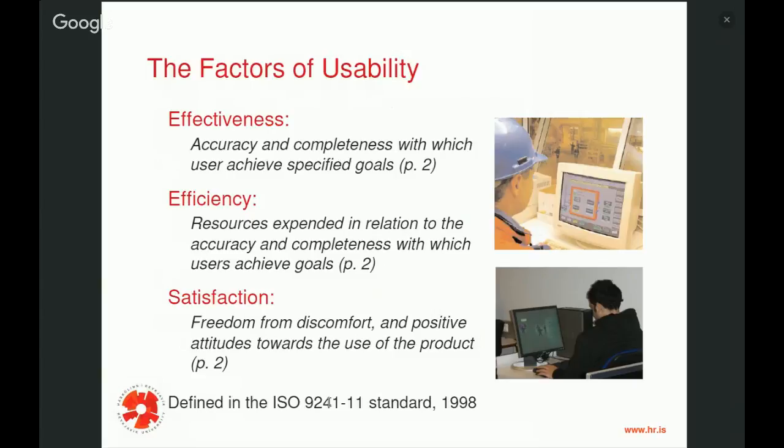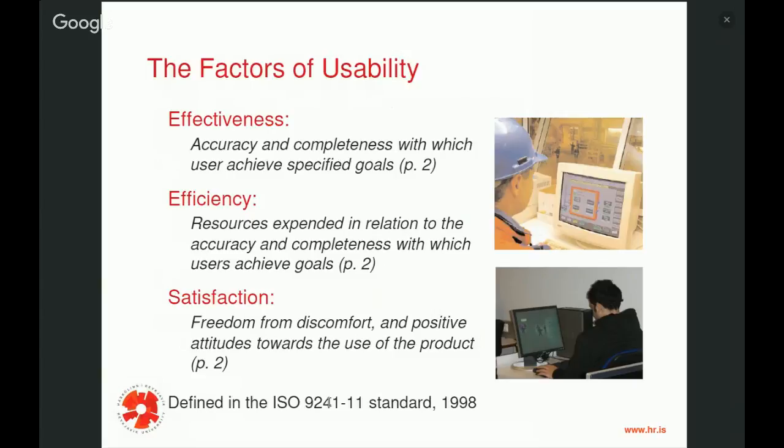Okay, efficiency is actually related. You take the accuracy and completeness and you check the resources. How much time usually is it? Or is the user really, really irritated? Did he really put a lot of energy in this? Like how much did he have to suffer or how much time did he need for this? So these two are very related.